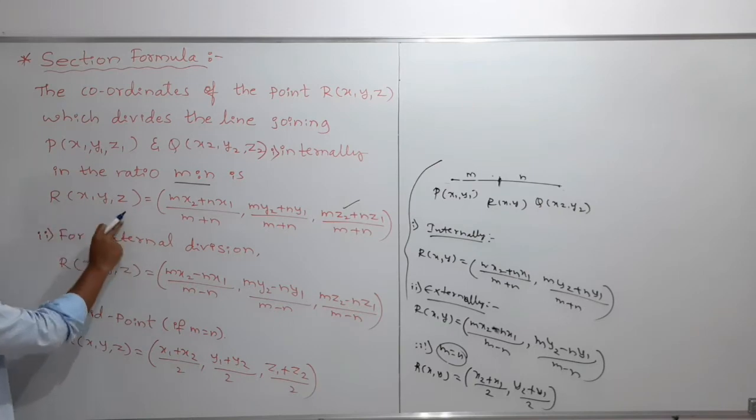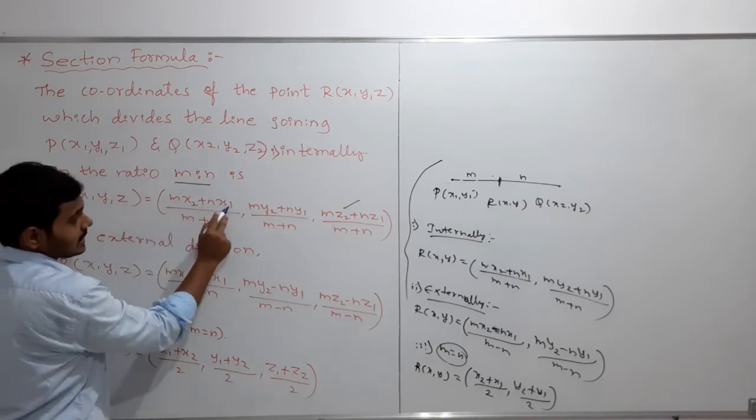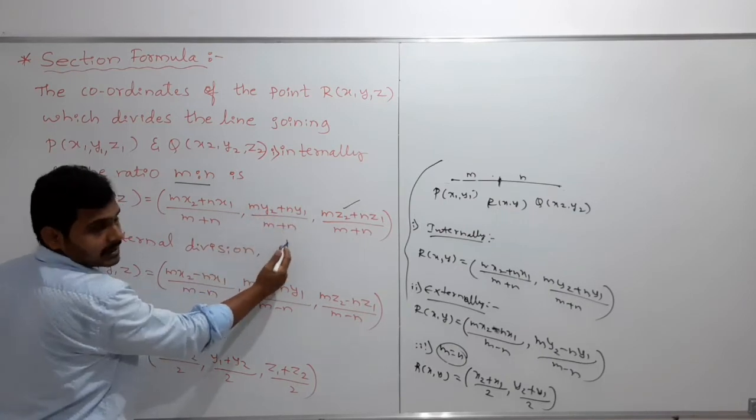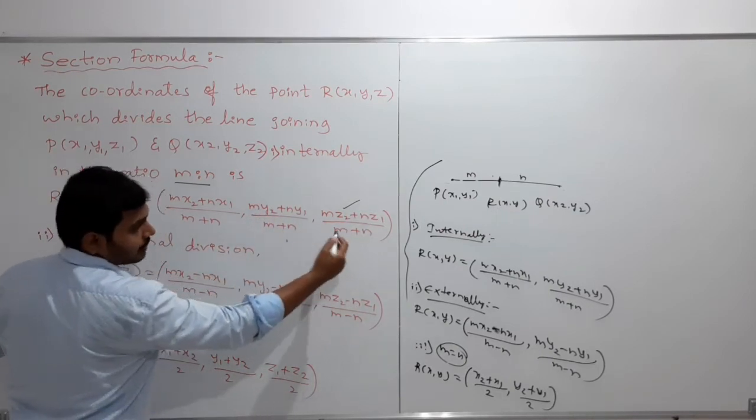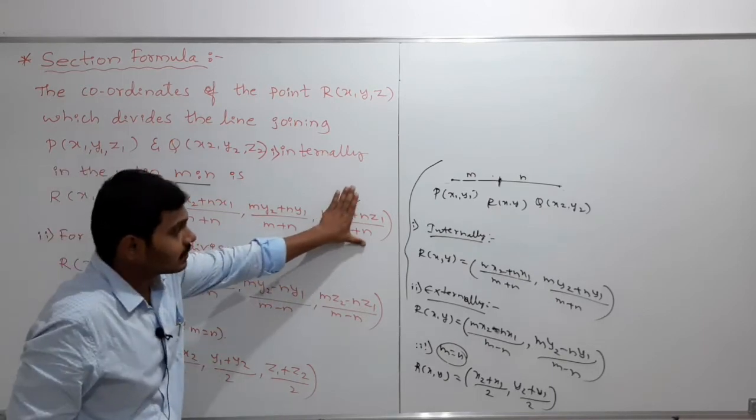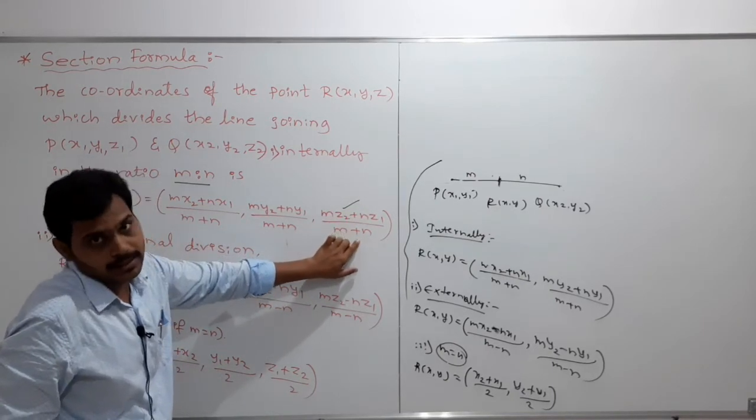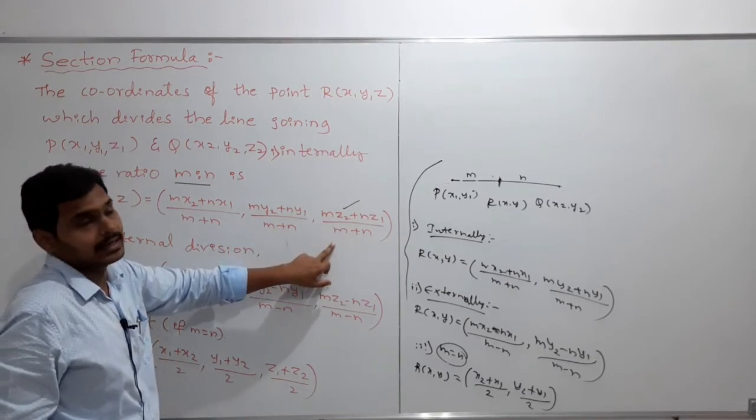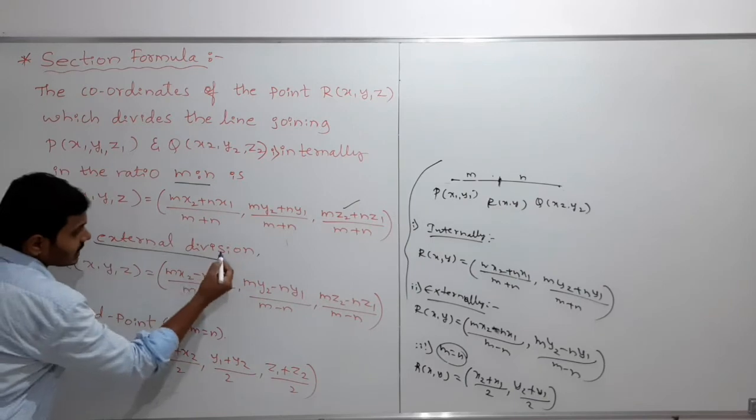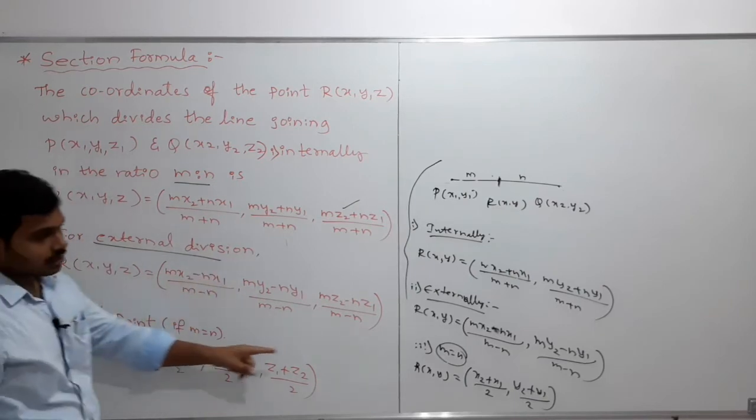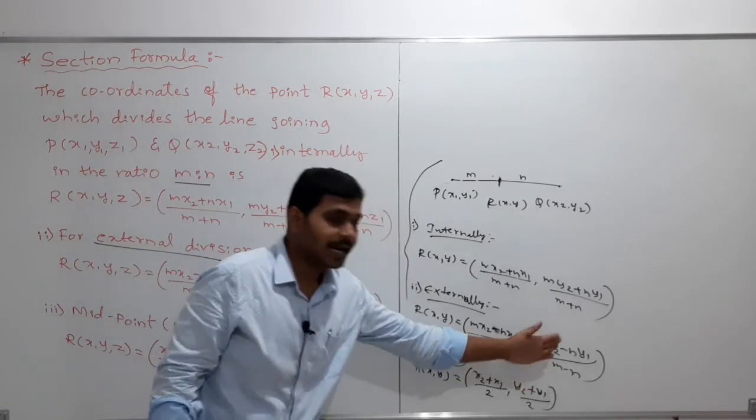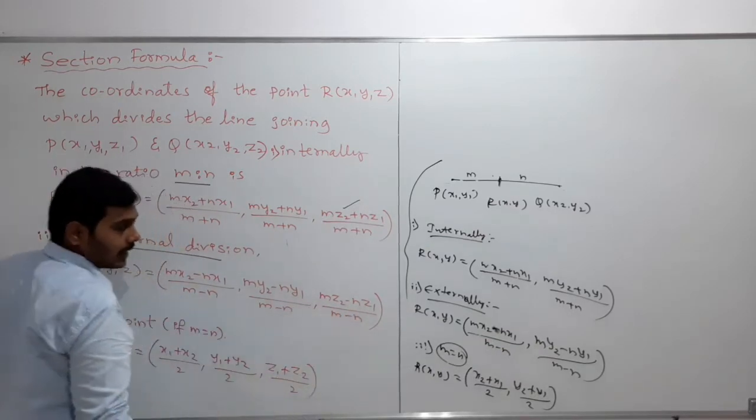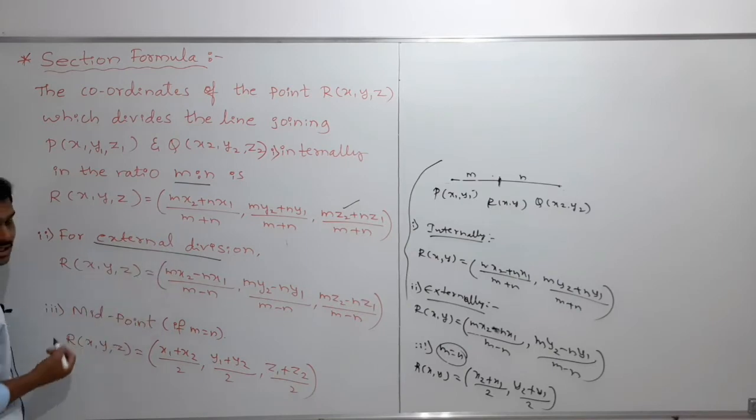R of x comma y comma z is equal to (mx2 plus nx1) whole divided by (m plus n), comma (my2 plus ny1) whole divided by (m plus n), (mz2 plus nz1) whole divided by (m plus n). This is the only additional part I am writing here, because in three-dimensional we are taking three planes. Likewise for the external division also, my dear students, it is the same concept, but additionally I am adding (mz2 minus nz1) whole divided by (m minus n). So this is for the external division.